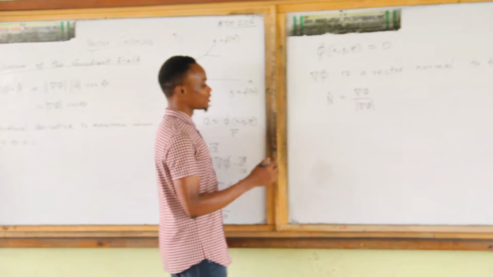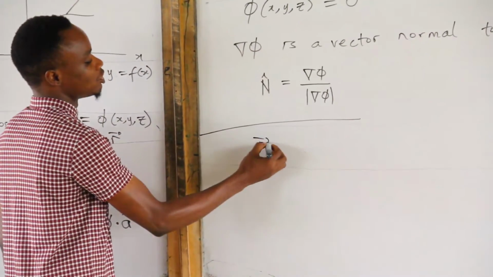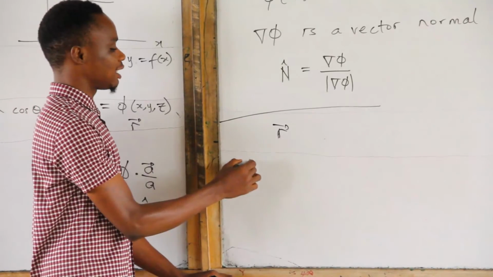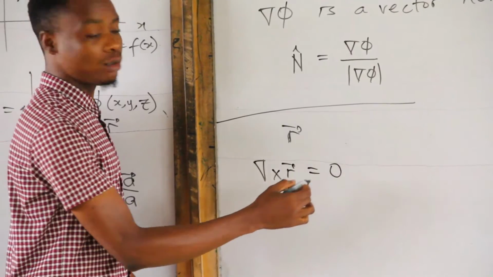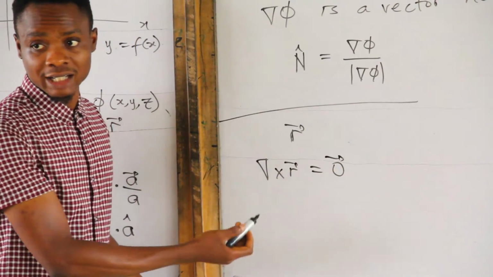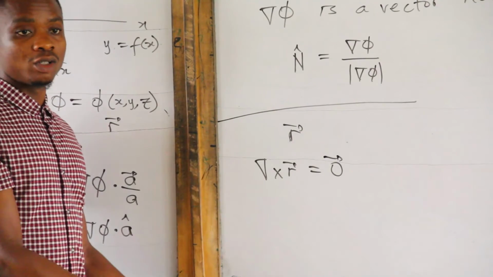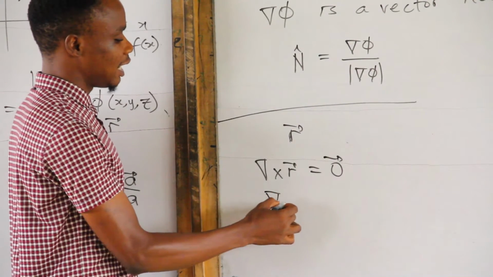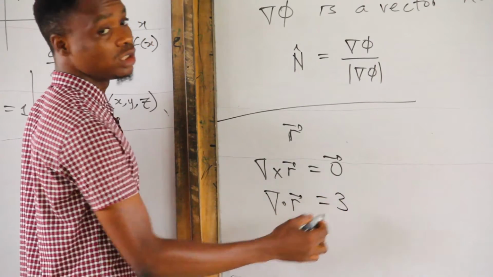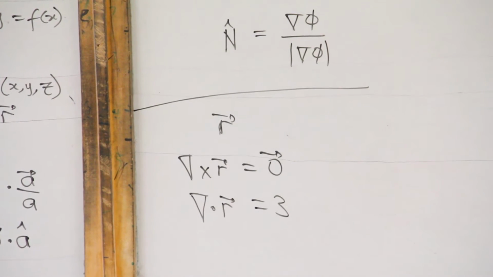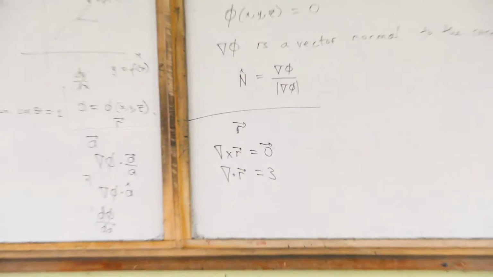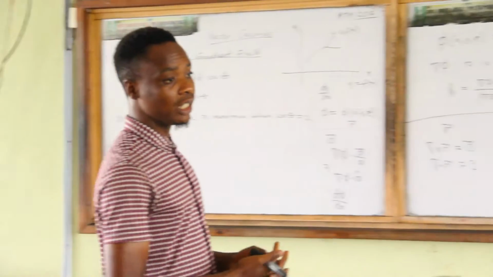Alright, so look at this now. So we say it is parallel to position vector R. You remember that in this class we have established that nabla cross R was equal to 0, and we have also seen that nabla dot R is equal to 3. So that confirms what you just said, that when two vectors are parallel, their cross product will be 0. Is it very clear?